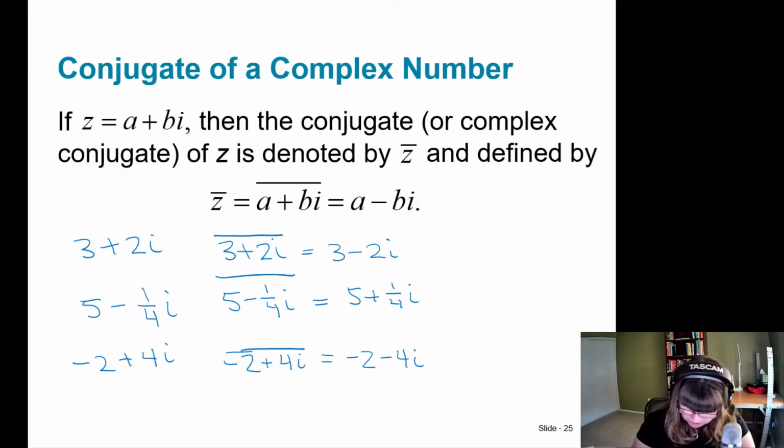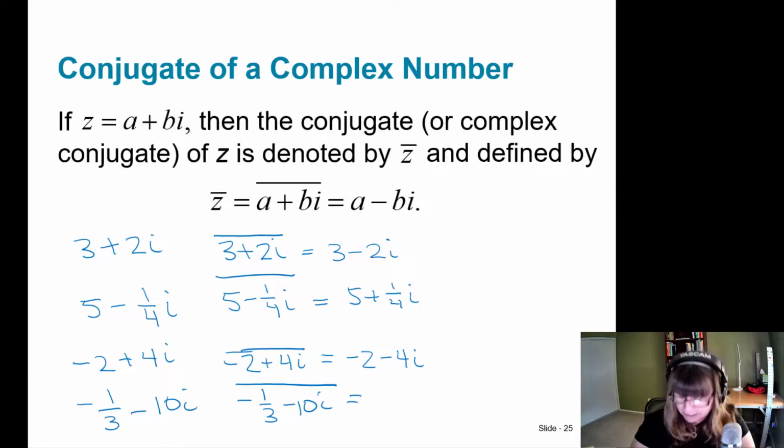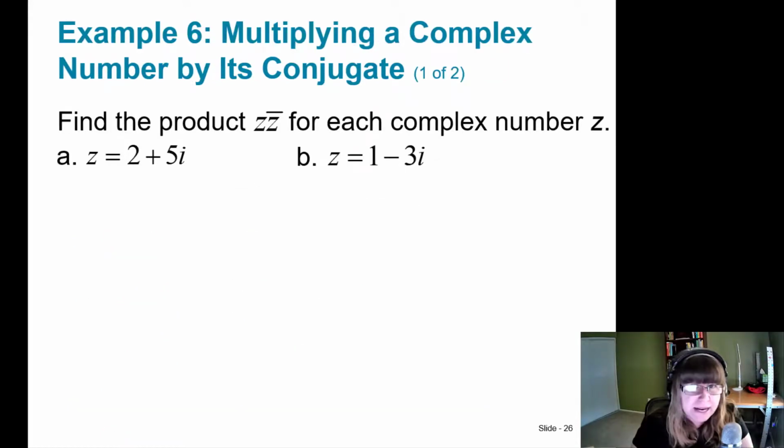So let's just finish this off. If I have a -1/3 minus 10i, the conjugate will be -1/3 plus 10i. We need the conjugate to be able to do division of complex numbers. Well, let's try it out. Let's take a complex number and multiply it by its conjugate and see what we get.